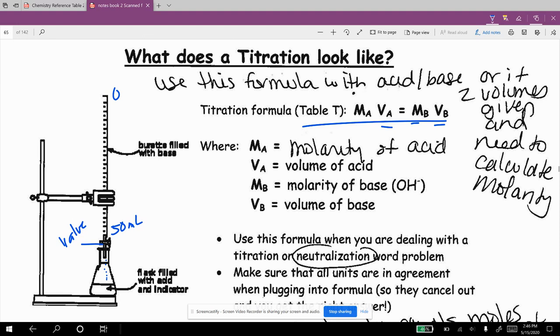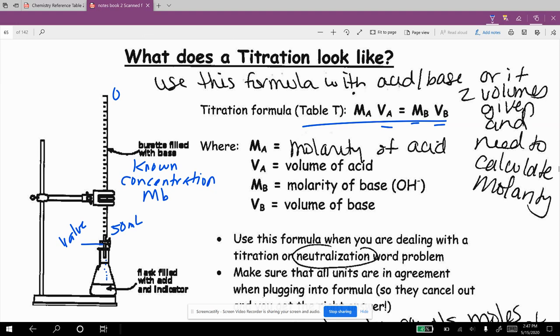And you can regulate the flow of the liquid by how far you open up the faucet, just like the sink in your house or the sink in the lab. So we're going to fill this burette with a base. This is going to be a base with a known concentration. Remember, concentration is molarity.